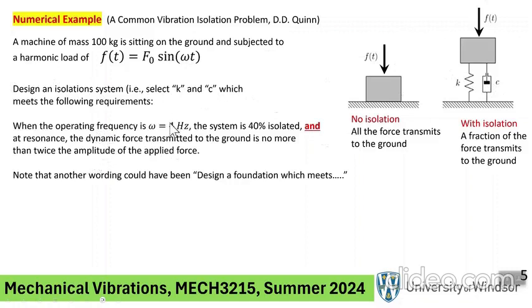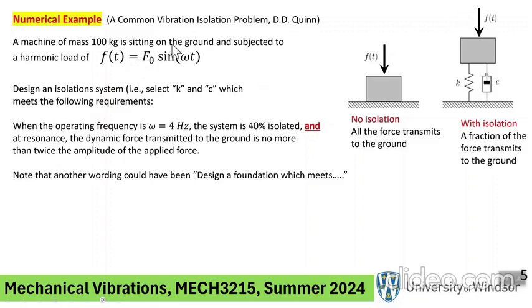And what are the objectives? There are two things to be met. When the operating frequency, the driving frequency, is 4 hertz, the system should be 40% isolated. And what does that mean? It means 60% of the force goes to the ground. 40% isolation, another way of saying it, is 60% of the force of this magnitude F naught goes to the ground. Not the whole thing, 60% of it, or 40% isolation.